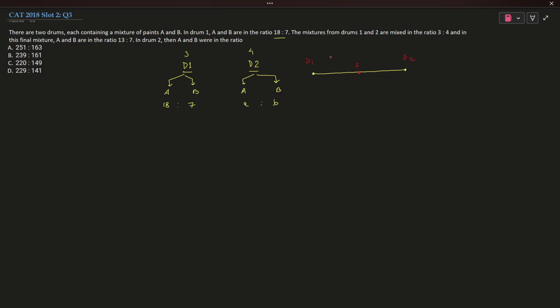Let us consider A. So what is the fraction of A in drum 1? 18 by 25, right? In the final mixture it is 13 by 20. In drum 2 I don't know the fraction, so the fraction will be A by A plus B. Let's say it is K. And what is the ratio of mixing? 3 is to 4, guys.